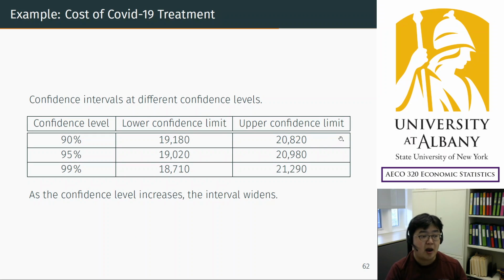Now let's compare what happens when you change the confidence level. I calculated 3 different confidence intervals at 3 different confidence levels. When the confidence level is the smallest, the interval is actually the smallest, narrowest. But as the confidence level increases, you have to expand that interval to contain more probability. So as the probability contained in the interval increases, that is the confidence level increases.